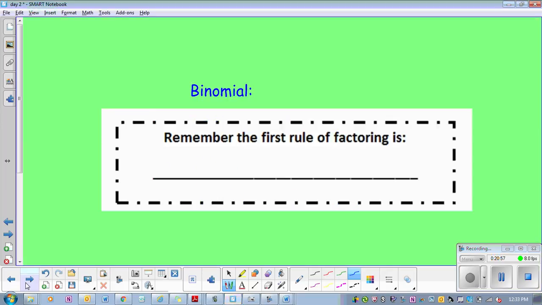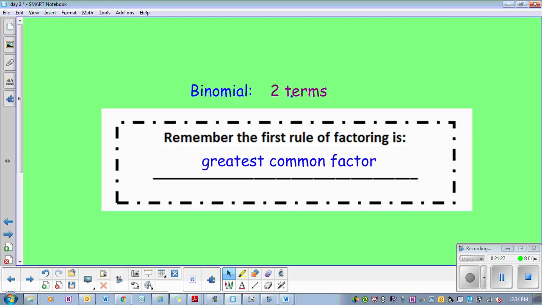We're going to talk about binomial factoring today. What does it mean if we have a binomial? 2 terms. Good job. There we go. 2 terms. And remember, the first rule of factoring is what? GCF. Greatest common factor, GCF. Okay.